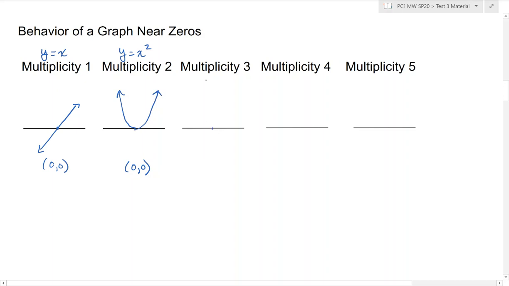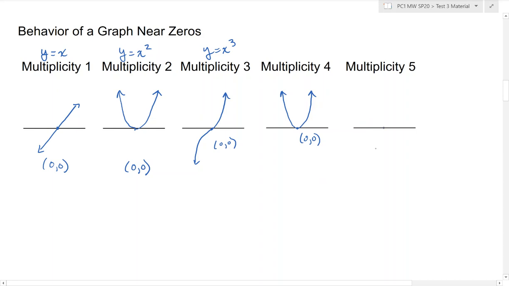A multiplicity of 3. So we're talking about something like y equals x cubed, going something like this. Okay. And again, (0, 0) is your intercept. So your zero is 0, and it's going through it. Fourth degree polynomial, something like this. Okay. Again, the x-intercept is (0, 0). Your zero is 0. It comes down and touches that zero and then bounces back up.